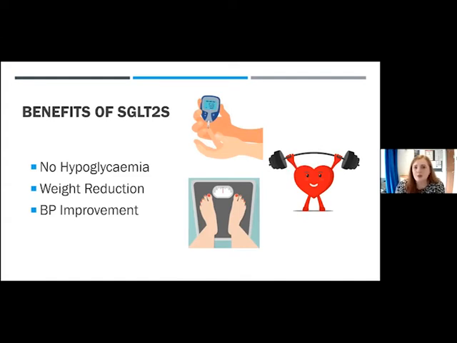It is really important though to highlight that although these can be benefits for some patients, this is not the case for all. So you would want to be very mindful of who's the patient in front of you and assessing what their needs are.